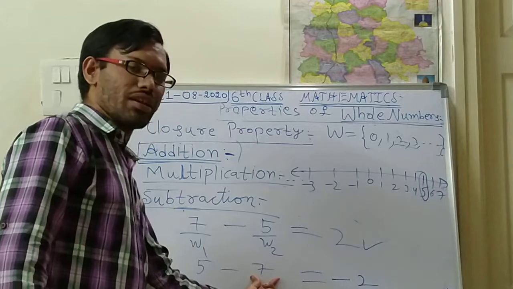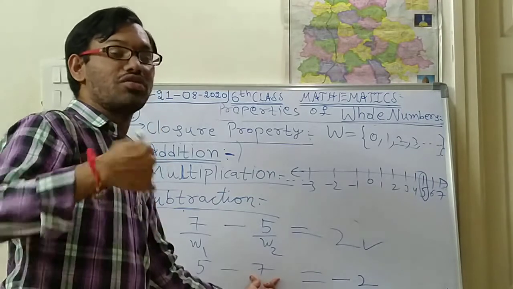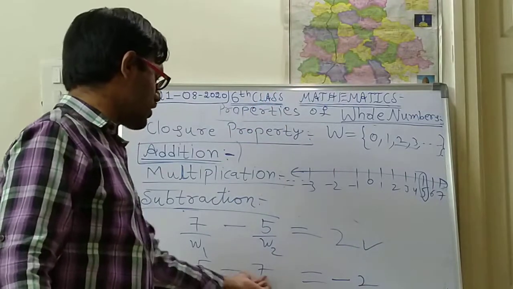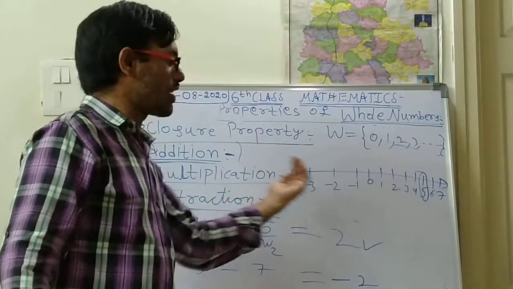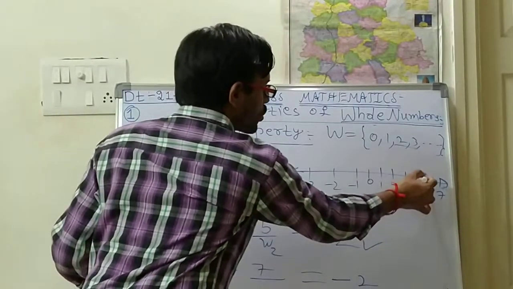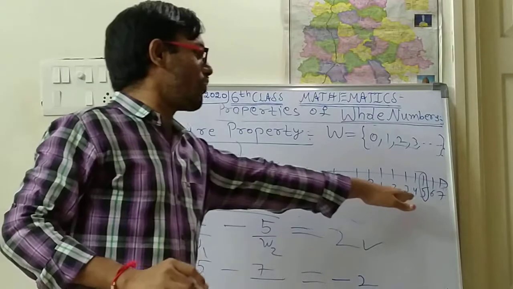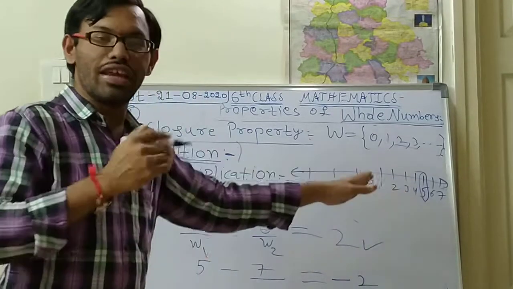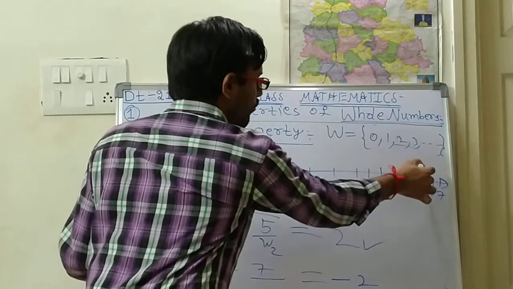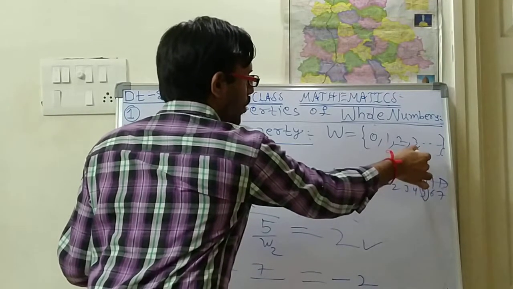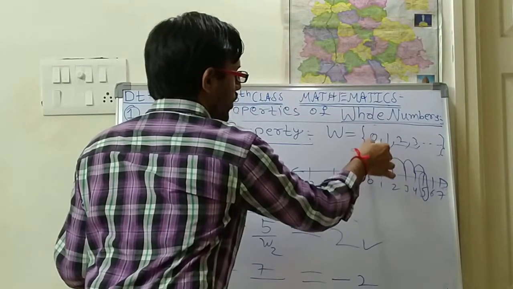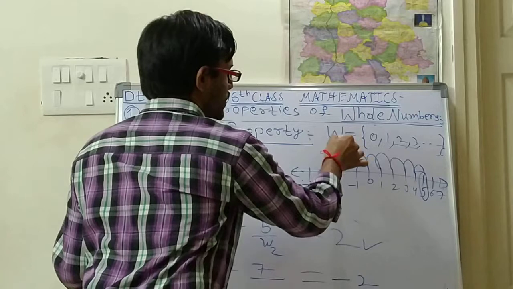The second number is indicating the number of steps we should move backwards or frontwards. Here minus is there, so we have to move towards the back side, towards the left side. How many steps? 7 steps. Without skipping or leaving any number, we should move through every digit: 1 step, 2 steps, 3 steps, 4 steps, 5 steps, 6 steps, 7 steps.